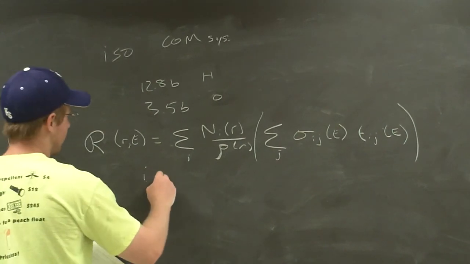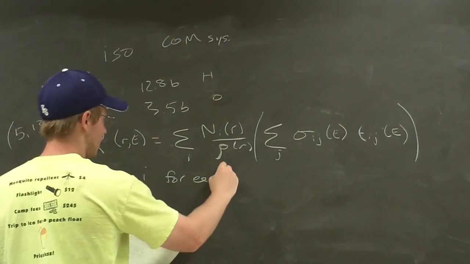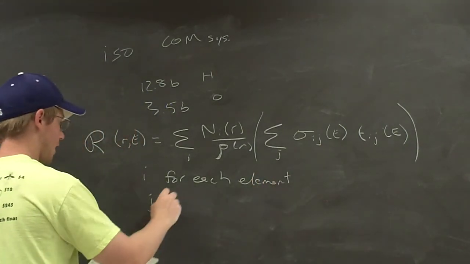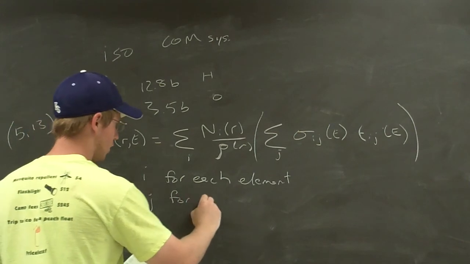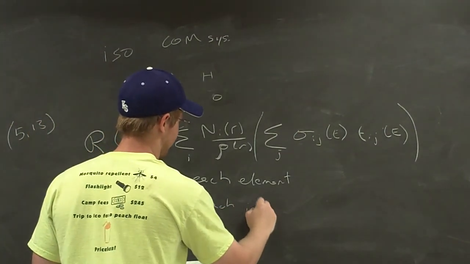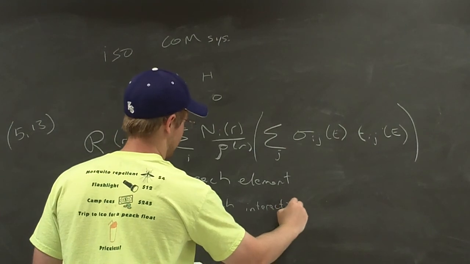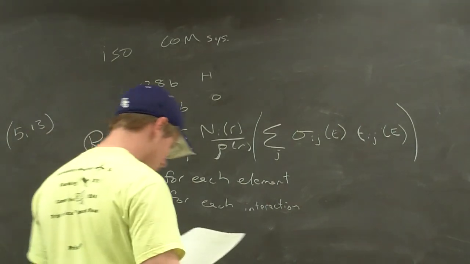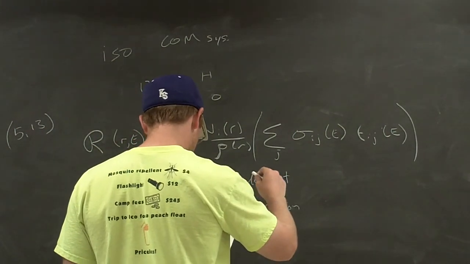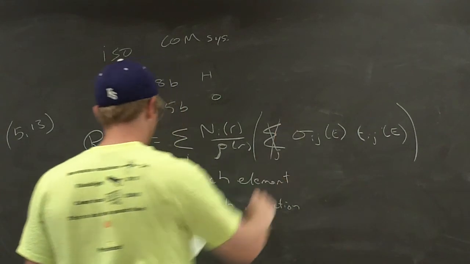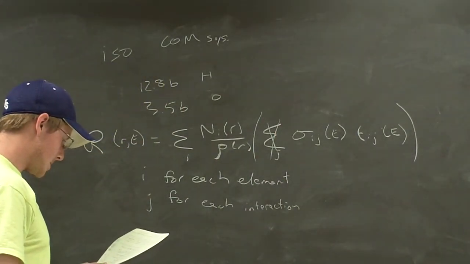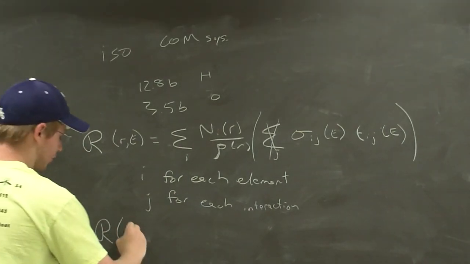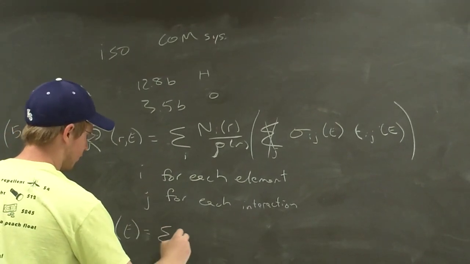So I is for each element, and J for each interaction. We only have one type of interaction, so the J summation can go away. We don't care about that anymore. Also, there's no dependence on R, so we're not saying that it's a function of position.